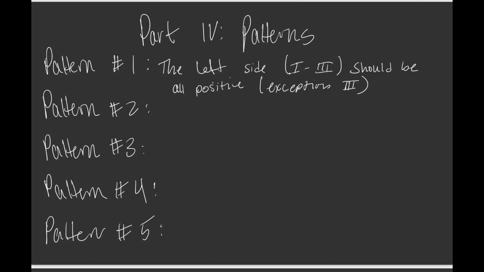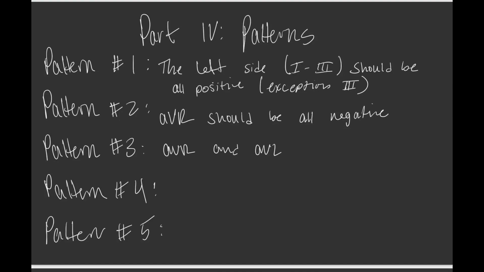The second pattern we saw was that AVR should be all negative. And along with AVL, they were the only leads with a negative P and an inverted T wave. So if we see an inverted P wave outside of V1, where it might be a little biphasic, or we see inverted T waves anywhere other than AVR and AVL, we know that we need to investigate a little further.